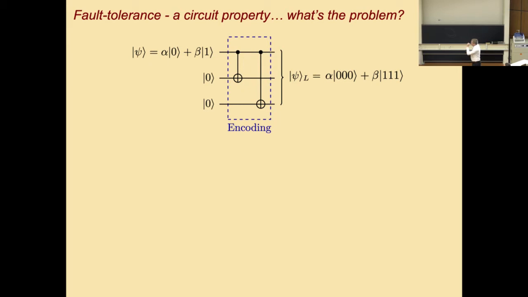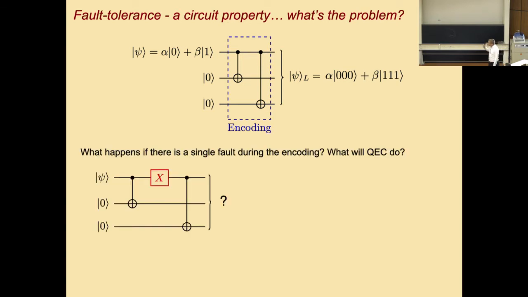I just leave this transparency up here with a little exercise for you. Namely, this was the encoding circuit that we used for encoding a single physical qubit in the 3-qubit code. And now the question, which you might want to work out over the break, is what happens if during this encoding procedure you have a single bit flip happening, say here between the first and second CNOT gate. Yeah?